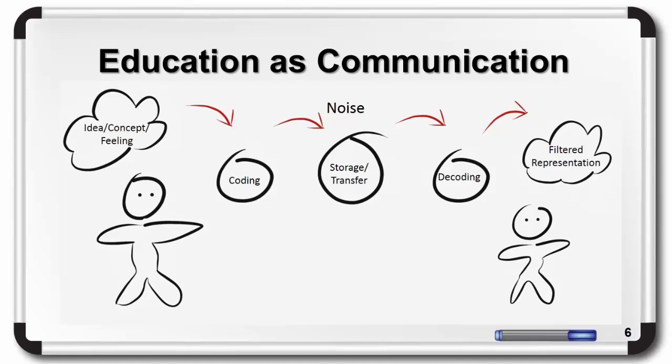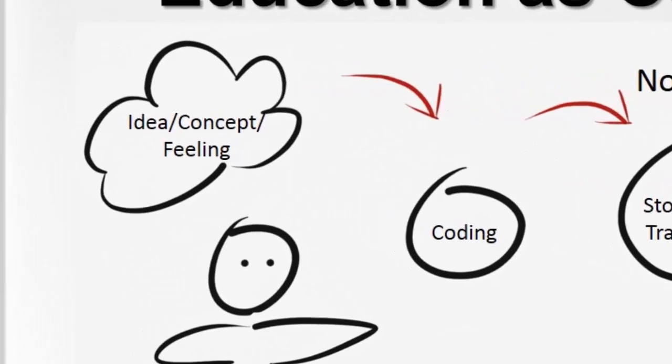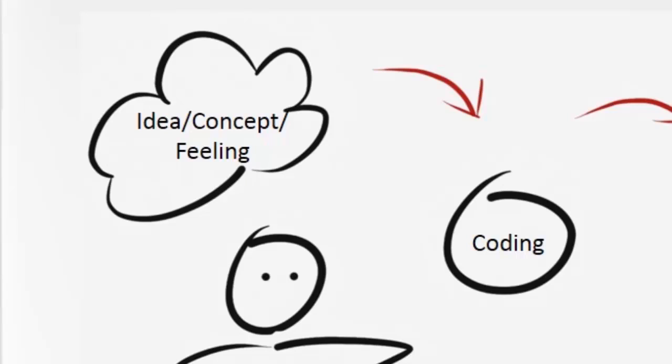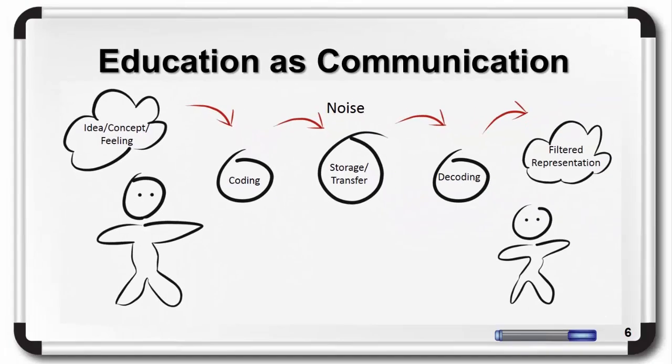Here, we have a person on the left communicating a message to the person on the right. The communicator must choose a medium like speaking orally, writing a message on a piece of paper, or even drawing a picture. For each medium, the communicator must code the message, that is, use language, drawings, images, and sounds which represent the internal concept or feeling that they want to share.